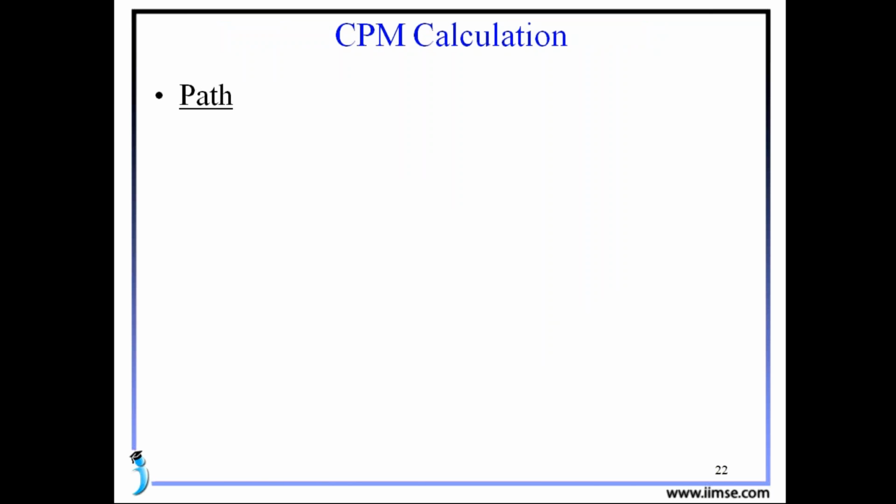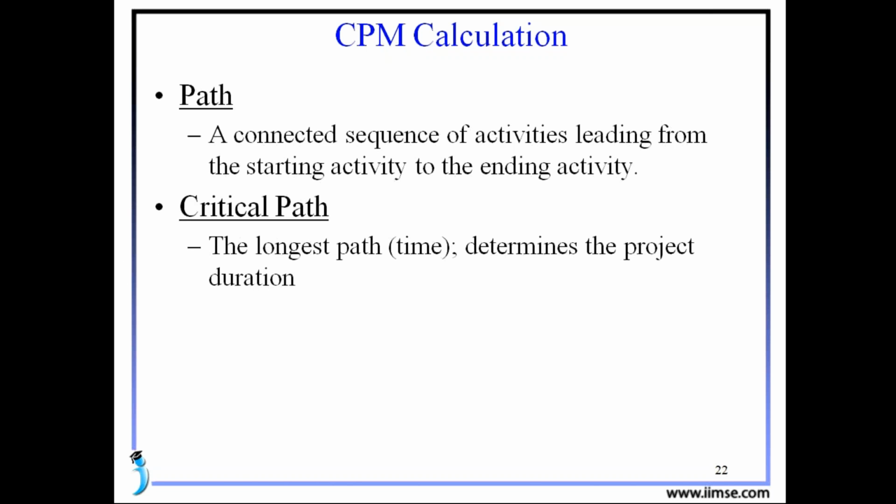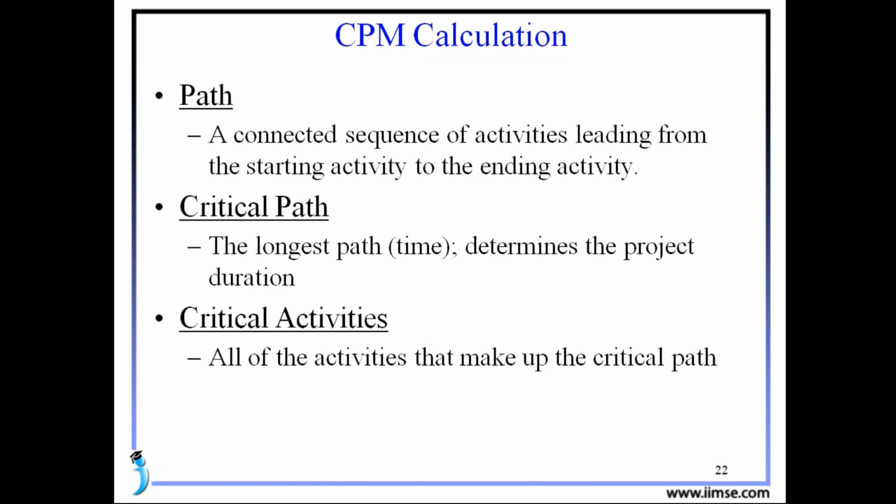See here, CPM calculation. Actually, how we do? In the CPM calculations, we use some terms. One is a path, a connected sequence of activities leading from the starting activity to the ending activity. See here, a critical path. The longest path, based on the time, determines the project duration. That means the longest path of the network diagram is called as a critical path. Next, critical activities. All of the activities that make up the critical path. That means the activities which are involved in the critical path, those we call as critical activities.